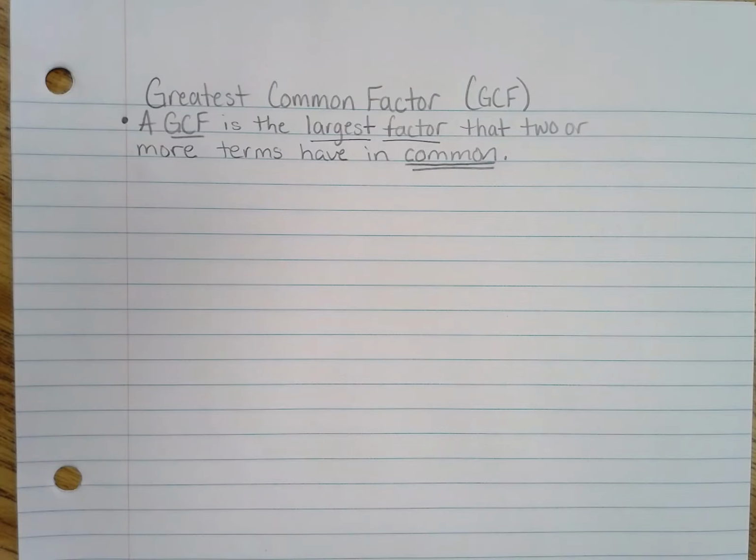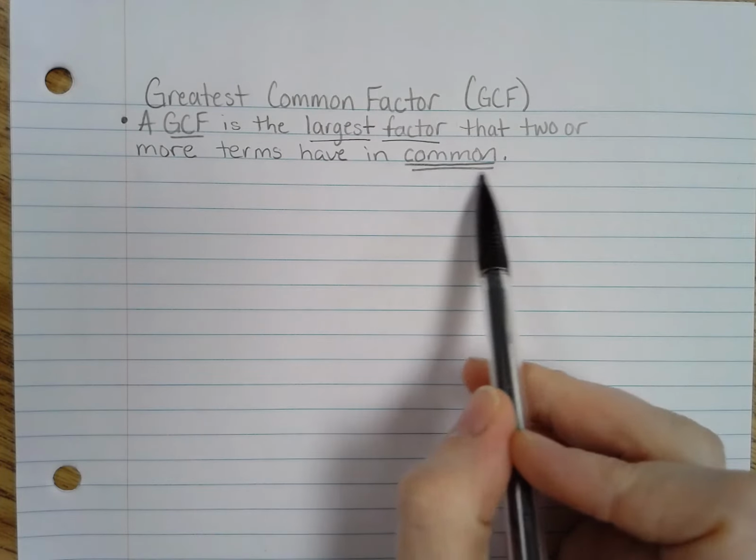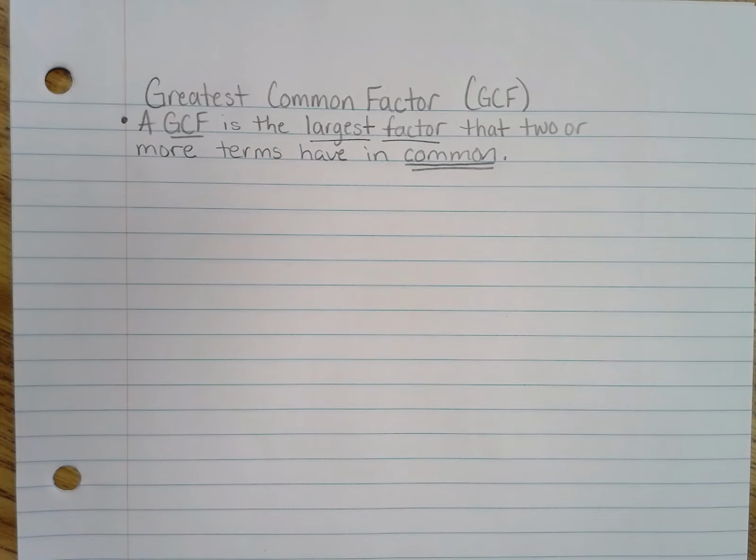So sometimes you can have a common factor of a 2, but you need to look again and see maybe if the greatest common factor, the largest factor, is really a 4 or maybe an 8. And they all have to have it in common. If two of the terms have that 4 in common, but that last term does not, then it's not a common factor. It has to be the greatest thing that all terms have in common.